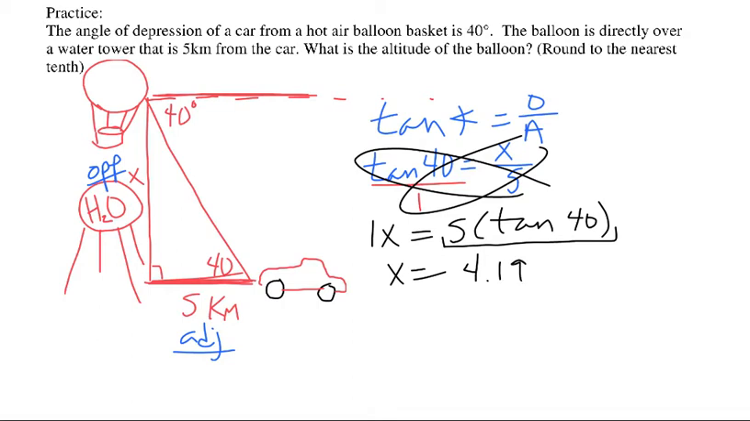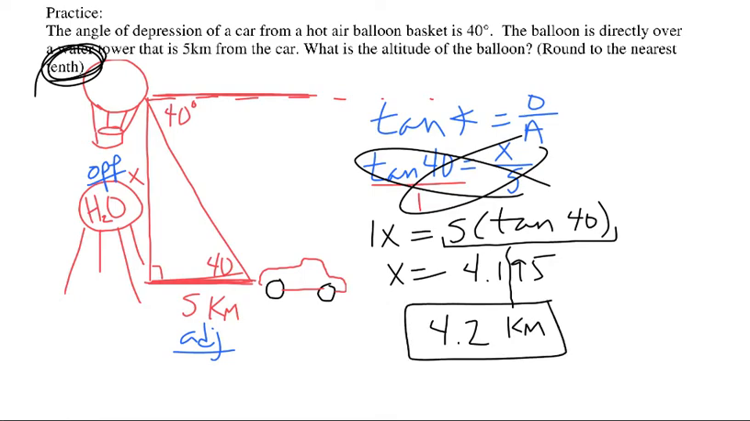4.195. So since I need to round to the nearest tenths, that's one number after the decimal place, I'd say 4.2 kilometers would be my answer. So that is how many kilometers off of the ground that hot air balloon is.